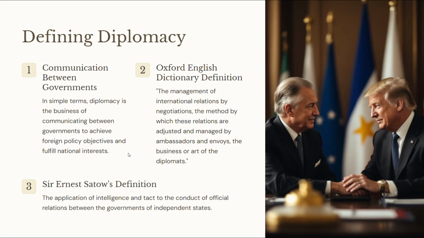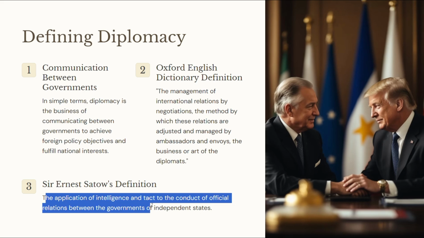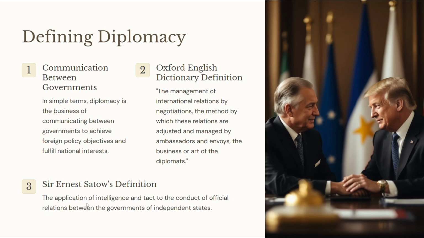Now, there is a special definition by Sir Ernest Satow. The application of intelligence and tact to the conduct of official relations between the governments of independent states. He defines diplomacy as the application of intelligence and tact to the conduct of official relations between the governments of independent states. So these are the definitions that you could refer to for your exams.